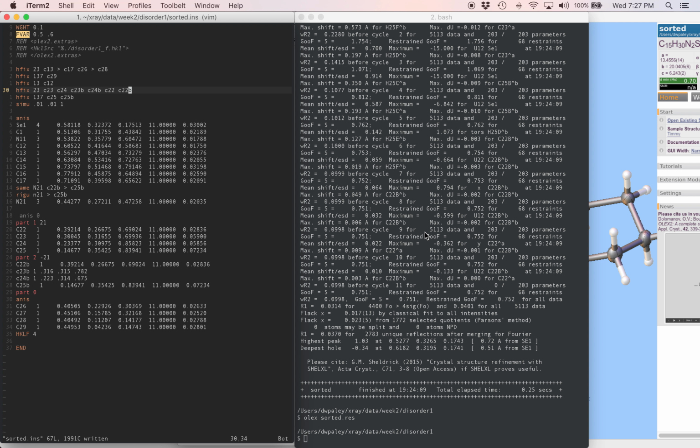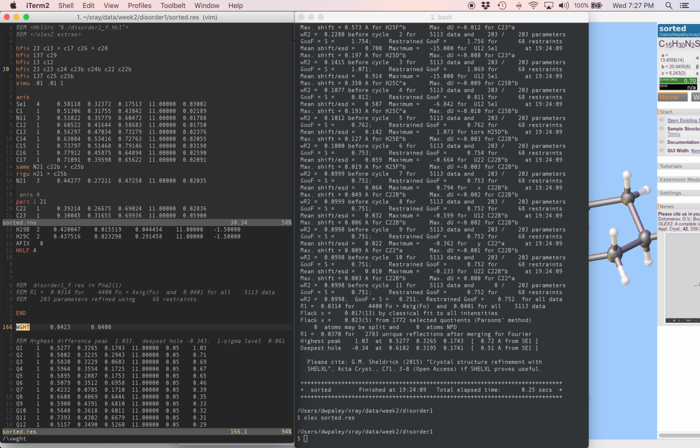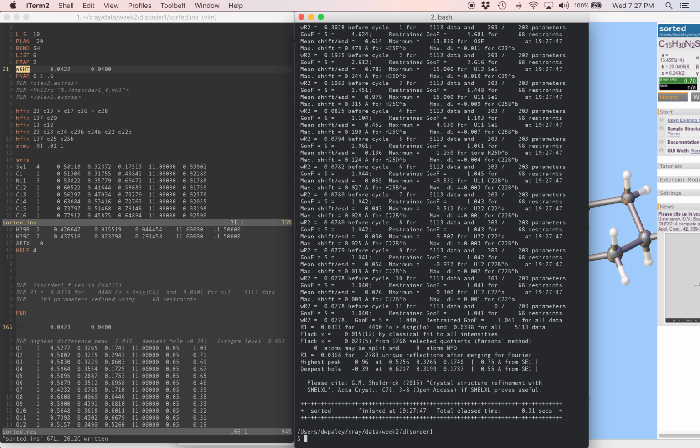The last part of the job, as long as we're satisfied with the model here, is to equalize the weighting scheme. And I'm going to do that efficiently with Vim by opening a new pane that has the res file in it, and going down to the suggested weighting scheme at the bottom of the file. I'm going to copy this, come up to the ins file, and paste it in. I'm going to repeat this refinement.